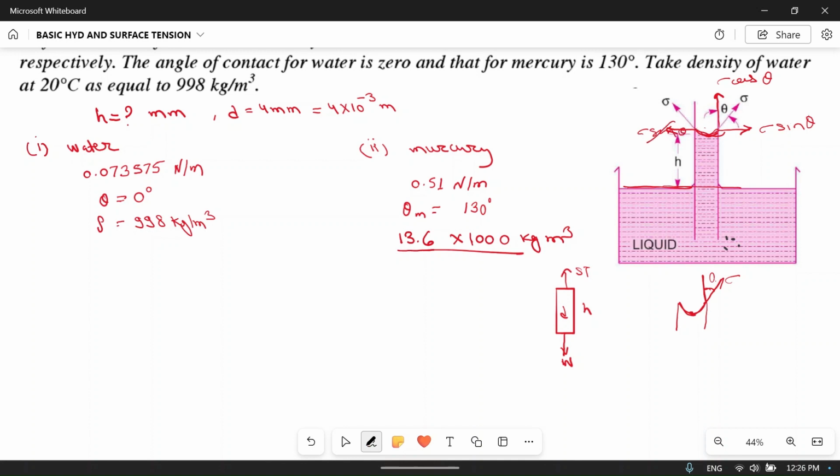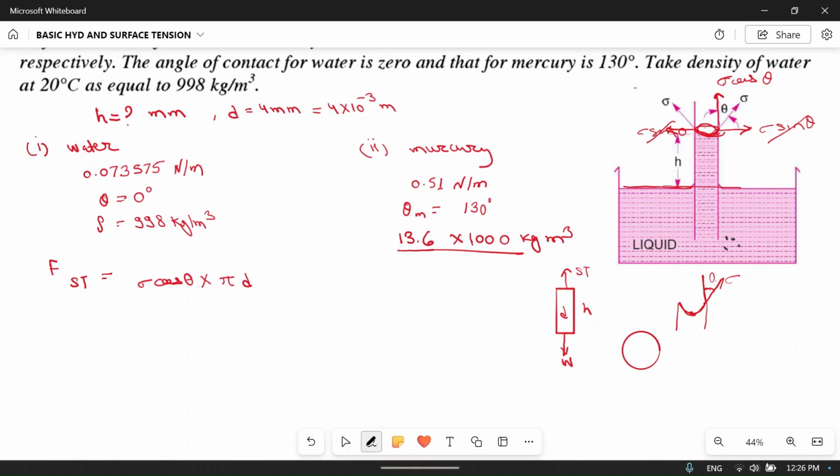So these two forces will balance each other, because sigma sine theta will act along the perimeter in all directions and it will cancel each other, and sigma cos theta is the surface tension force which is trying to lift this liquid column. So what will be the surface tension force? Force due to surface tension is equal to surface tension, which is sigma cos theta, into the line on which it is acting. So what is that line? That line is the cross section perimeter of the tube, which is pi d.